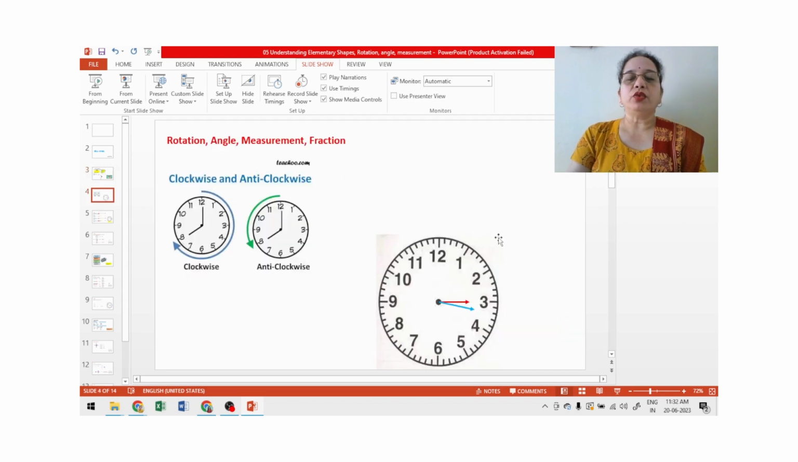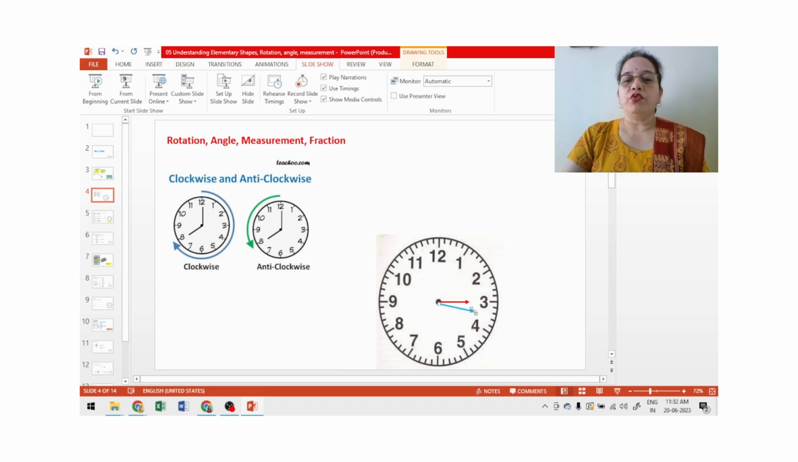So let us start with today's topic. My today's subtopic is rotation, angle, measurement, fraction, everything in one place. So here there is a clock. In a clock we have two arms. So here you can see that if we rotate this, just a minute.